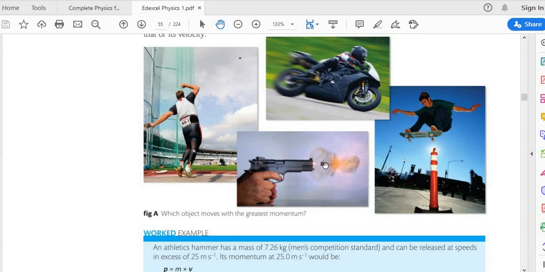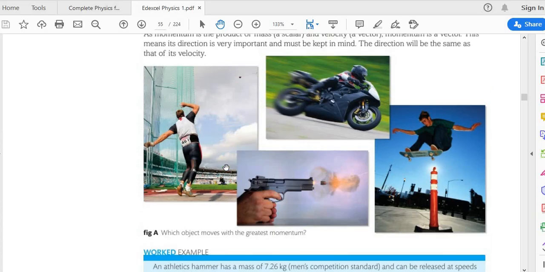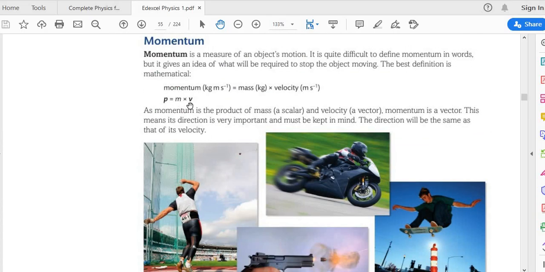So you can see here this is a bullet, but it's very light. However, the speed is very high. So I told you, the greater the speed, the greater the momentum. You can see it from the equation. The greater the mass, the greater the speed, the greater the momentum.